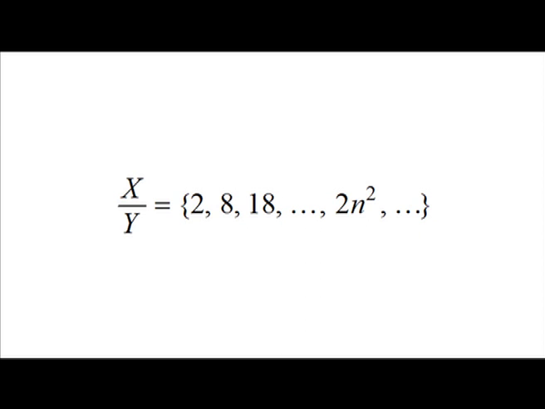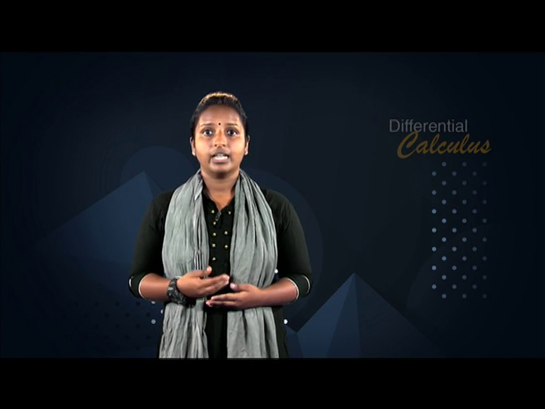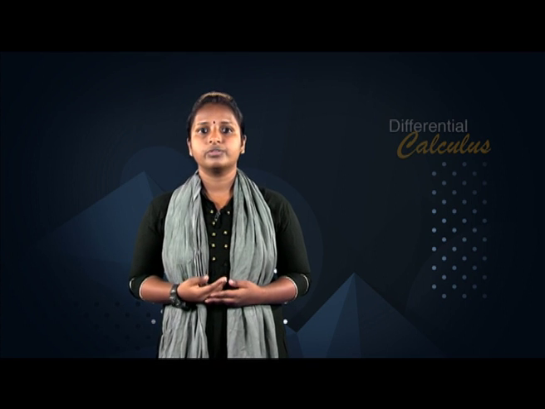We note that if z denotes the sequence z equal to sequence 0, 2, 0 etc., 1 plus negative 1 whole power n etc., then we can define x plus z, x minus z and x into z. But x upon z is not defined since some of the terms of z are equal to 0.